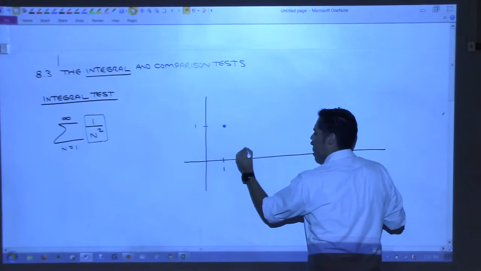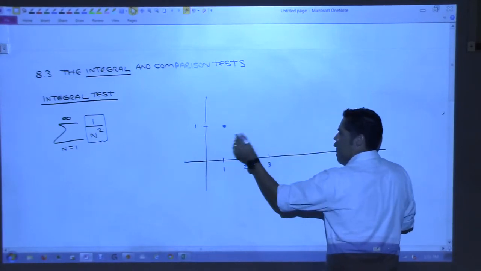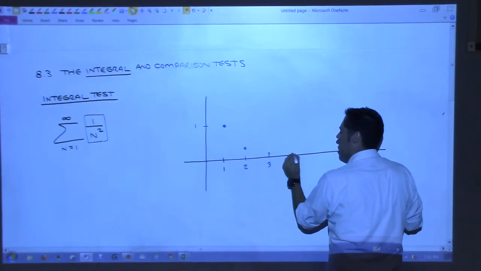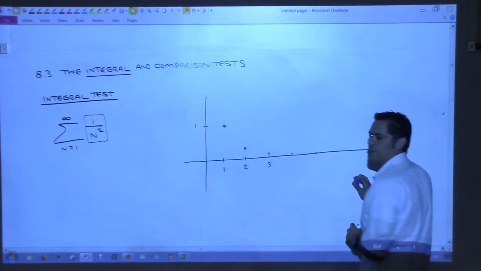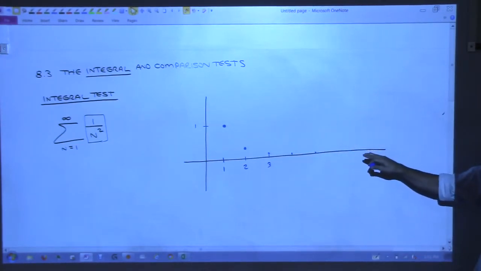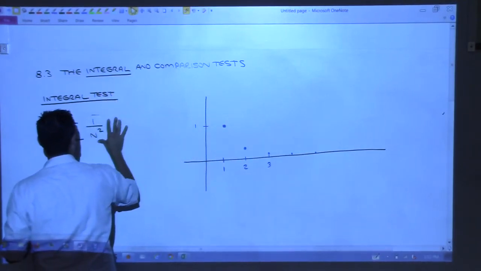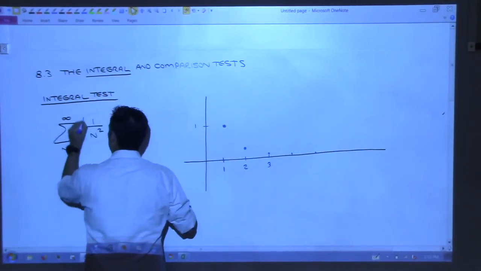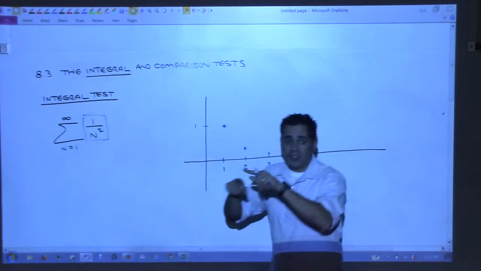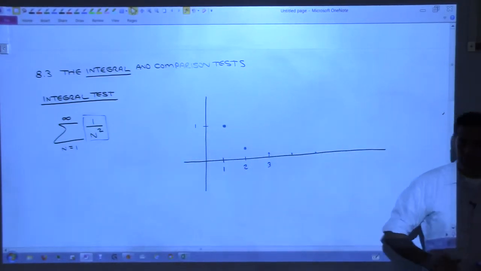1/4. And when I plug in 3, 1/9, and this gets smaller, it starts to taper off, right? It starts heading to 0. That's what this sequence is doing. I should probably box this in blue to let you know that's what the sequence is doing. That's not what the sum is doing, that's what the sequence is doing.